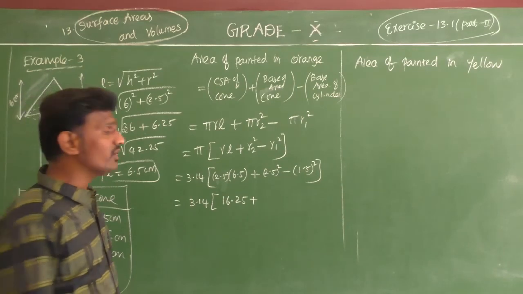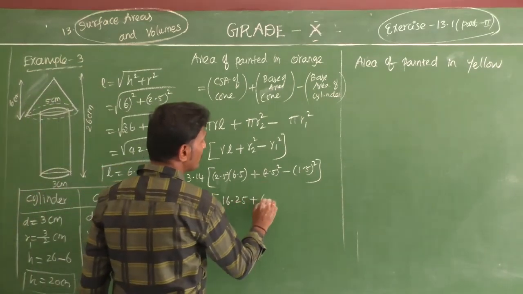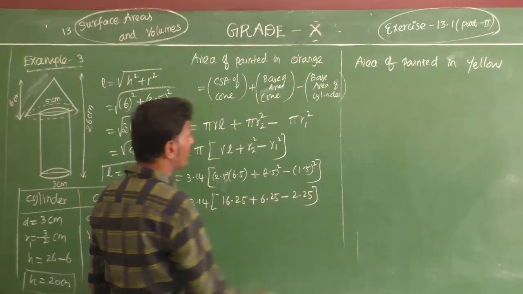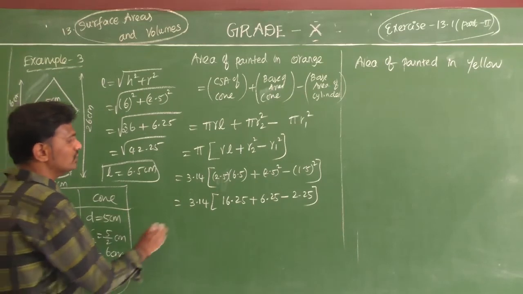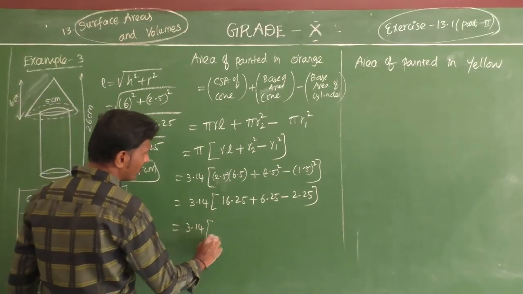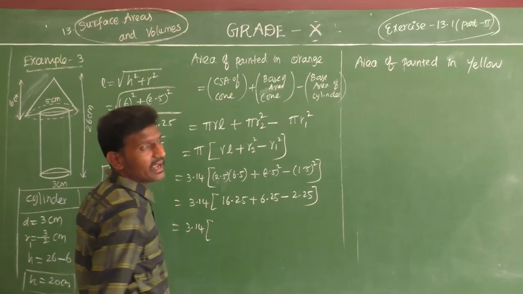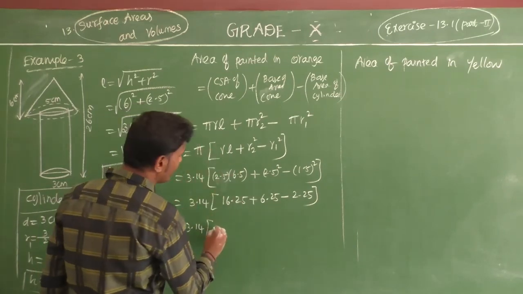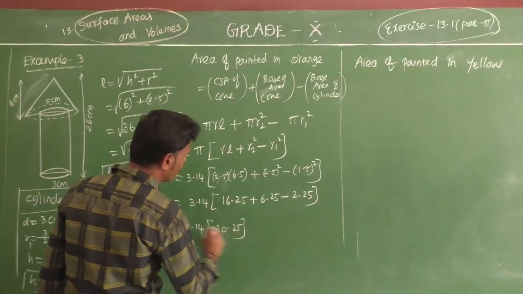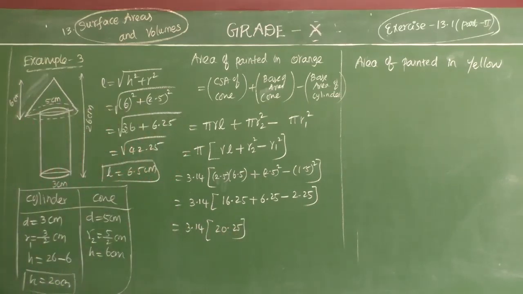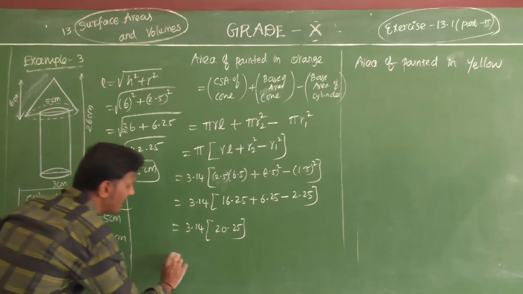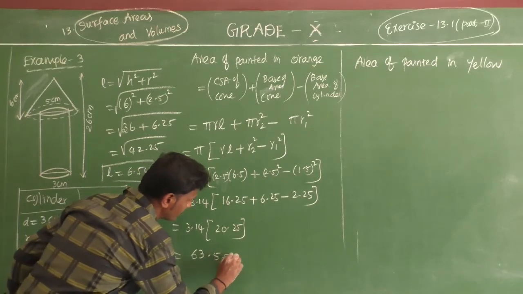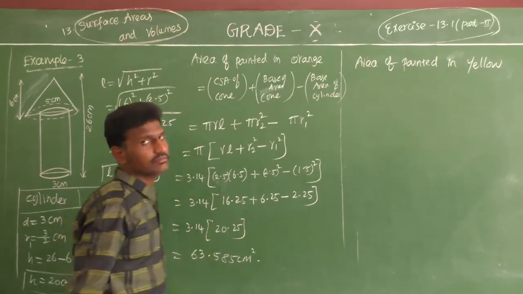2.5 whole square means 6.25, minus 1.5 squared which is 2.25. So 6.25 minus 2.25 will become 4. So 16.25 plus 4 is 20.25. Now I'm going to multiply this by 3.14 to get the final answer, which is 63.585 centimeter square. Okay? Yes.